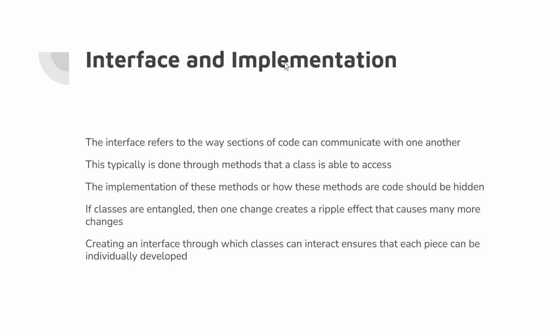Interface and implementation. The interface refers to ways a section of code can communicate with another. This is typically done through methods that a class is able to access. The implementation of these methods should be hidden. If classes are entangled, then one change creates a ripple effect that causes many more changes. Creating an interface through which classes can interact ensures that each part can be individually developed.